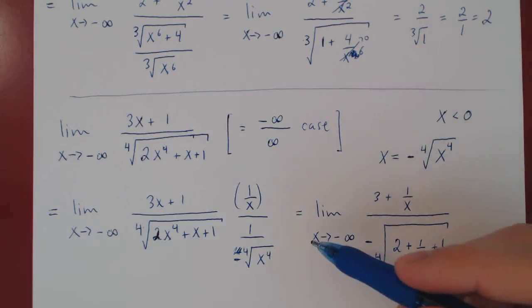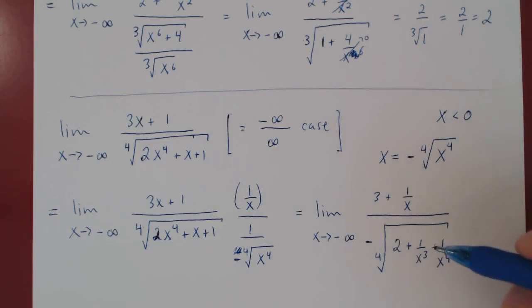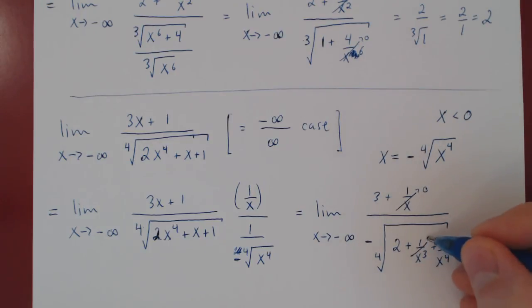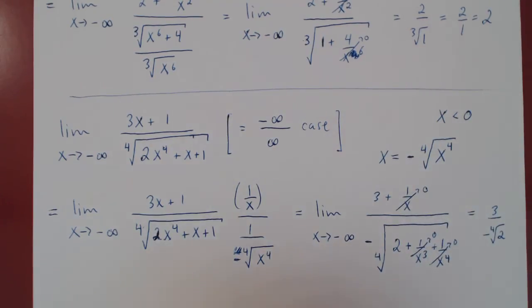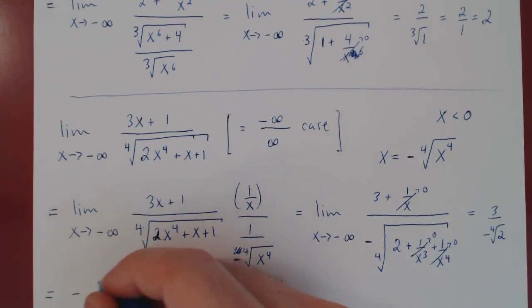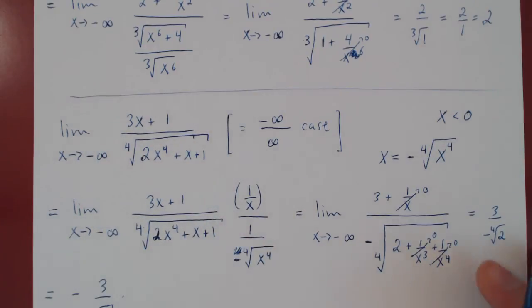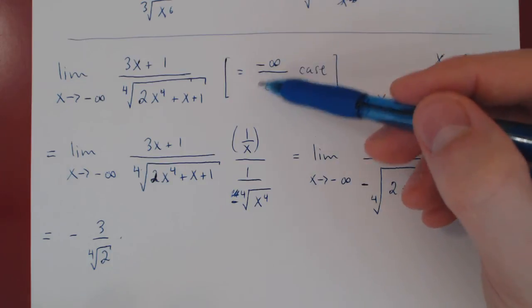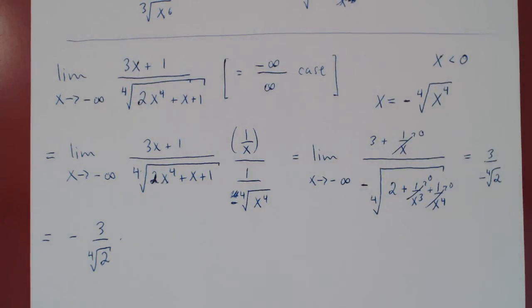And now clearly as x goes to negative infinity, 1 over x cubed, 1 over x to the 4 all shrink to 0. And so we're left with 3 on the numerator over negative the 4th root of 2. So we can write this finally as negative 3 over the 4th root of 2. And this is our final answer. And notice that it is negative as we had initially guessed. And that's it.